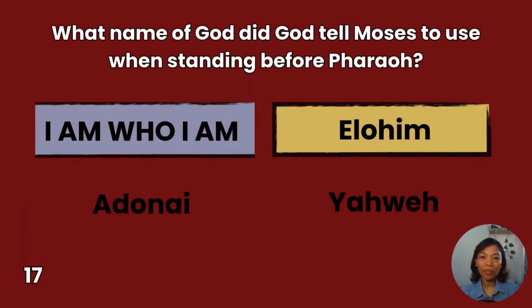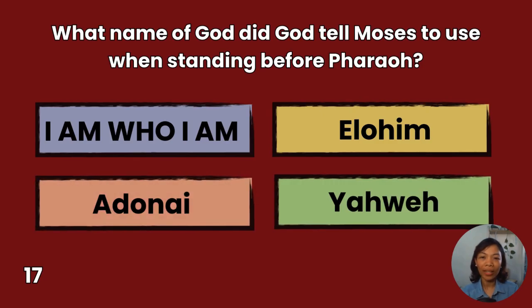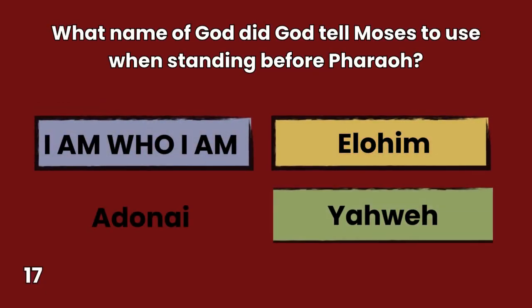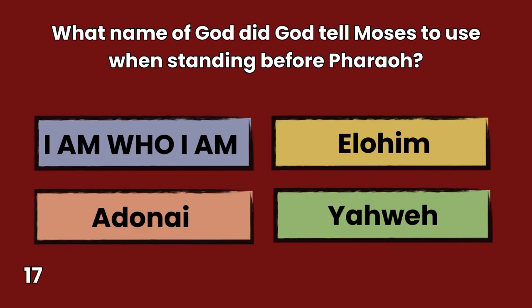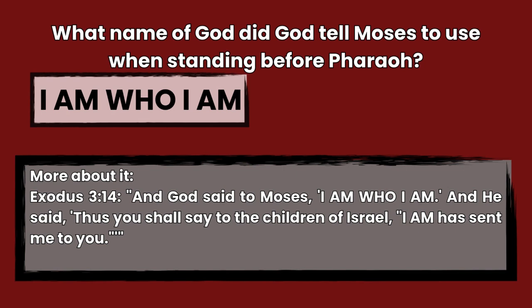17. What name of God did God tell Moses to use when standing before Pharaoh? I am who I am, Adonai, Elohim, Yahweh. You have 10 seconds to answer. The answer is, I am who I am, Exodus 3:14. And God said to Moses, I am who I am. And he said, Thus you shall say to the children of Israel, I am has sent me to you.